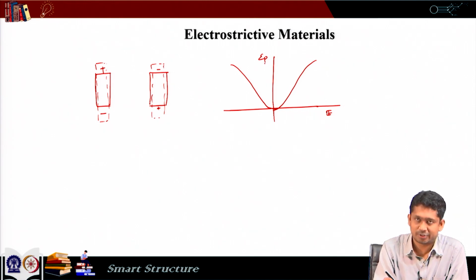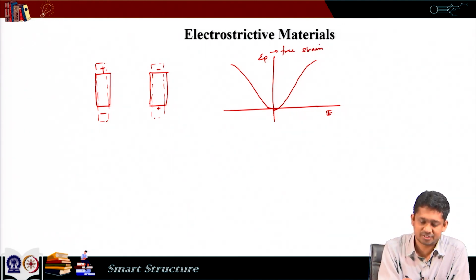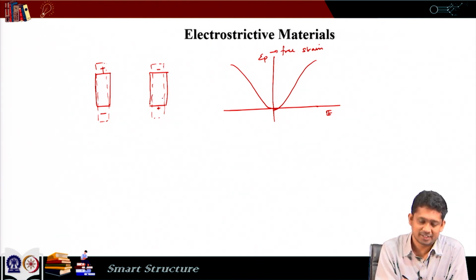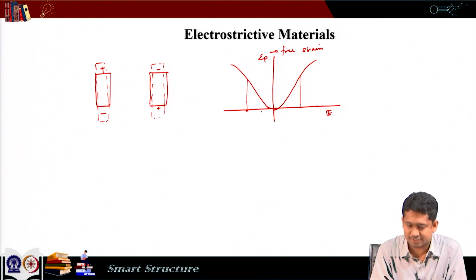Now, here again we are talking about one more term, which is free strain. Free strain is just the strain that we get if we do not constrain the material. So, if we keep the material unconstrained and then give the electric signal, then the amount of strain that we get is called the free strain. So, whatever free strain we get at this side, the same free strain we get at this side also. So, it is not dependent on the electrical signal direction.